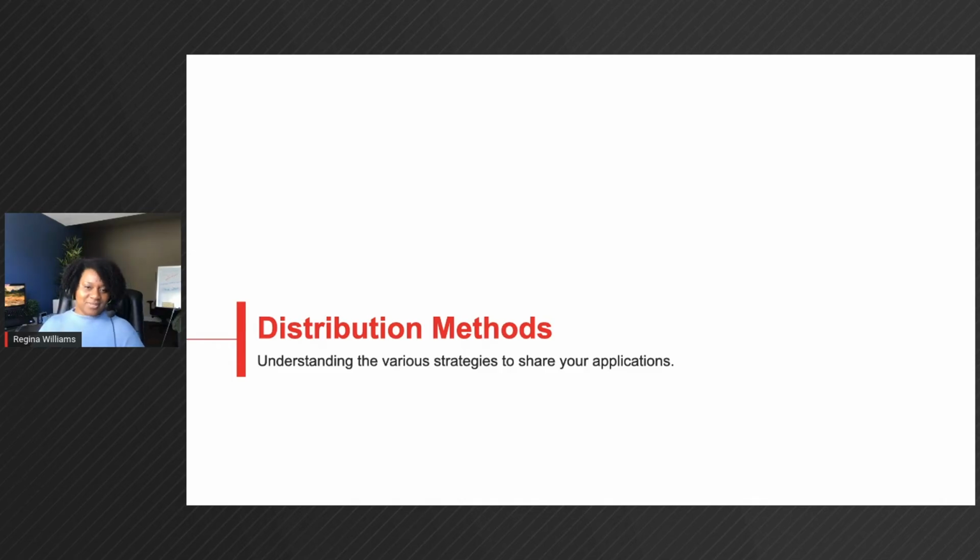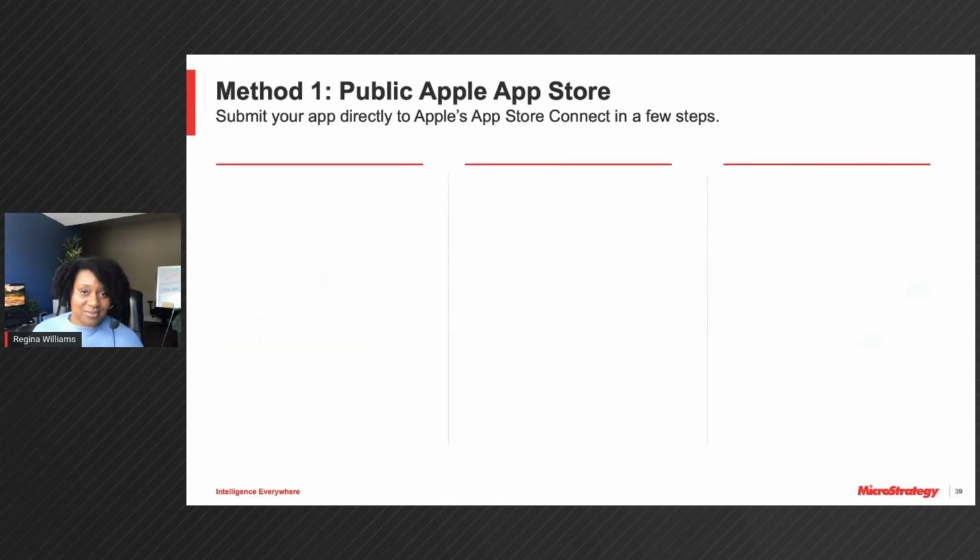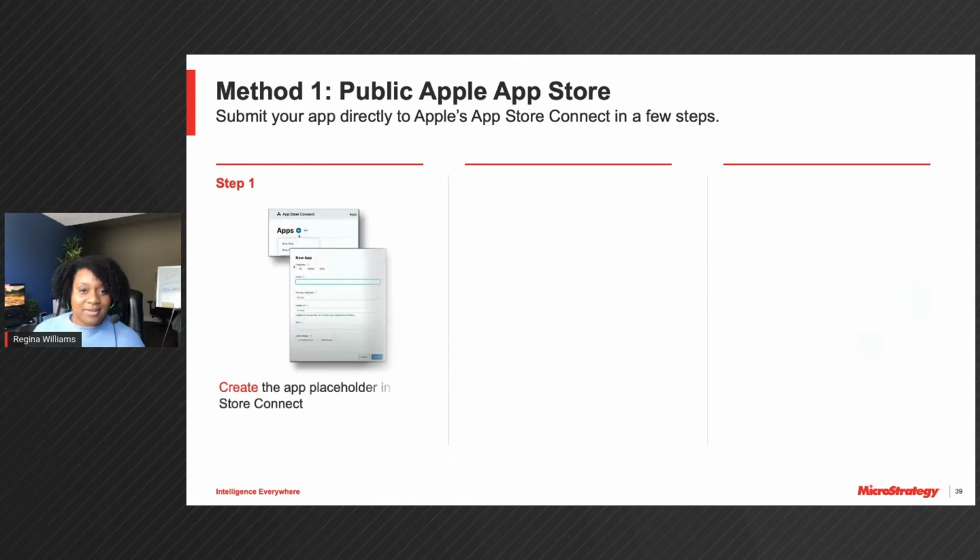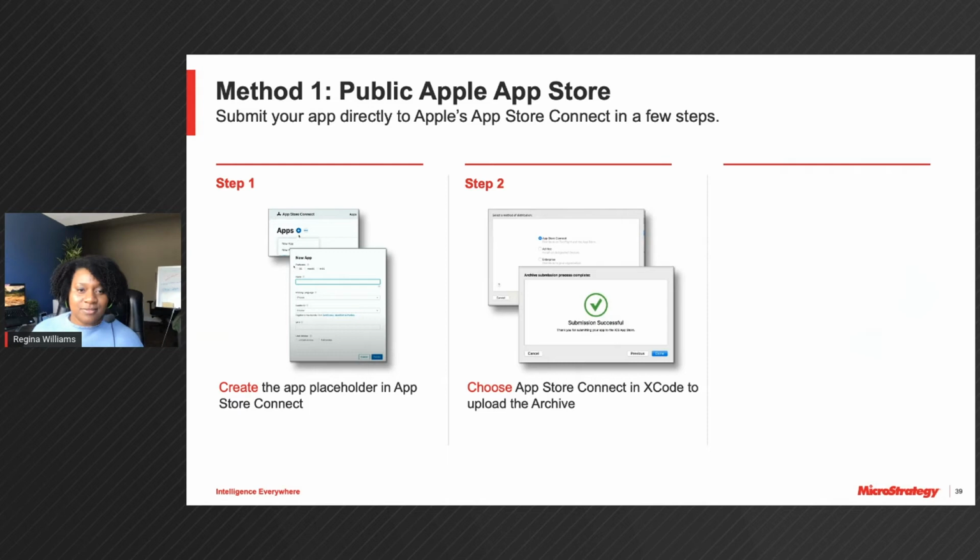Okay, so next we're going to talk about different distribution methods. After you've generated your IPA, how do you get that to the end users? So you have a couple choices there. The first one is the public Apple App Store. And there's a few steps to do this.